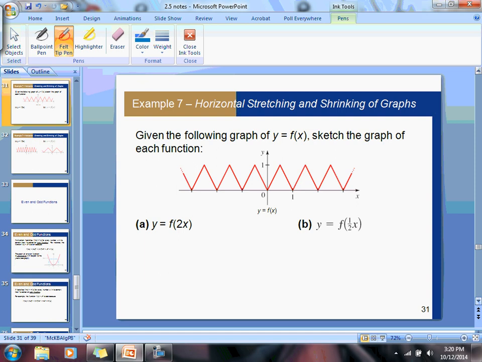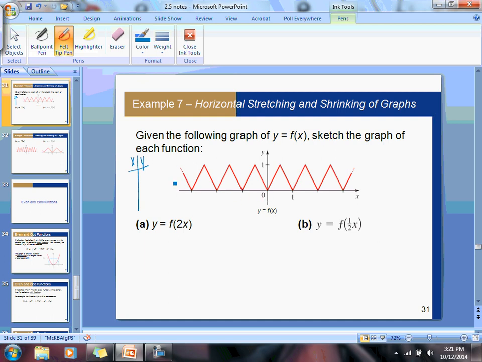Okay, now for example 7 here, we've got this crazy kind of a zigzag function, and I'm just going to plot a couple of points, or write down a couple of points, for my function here before we go through example A and B. Now we have this function, y equals f of x. We don't really know what it is, but there's a picture of it. And I'm just going to plot down a few points here.